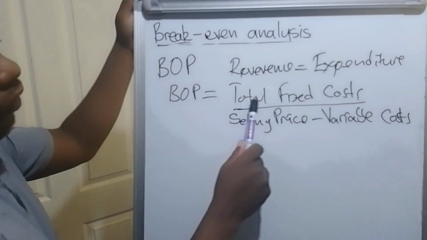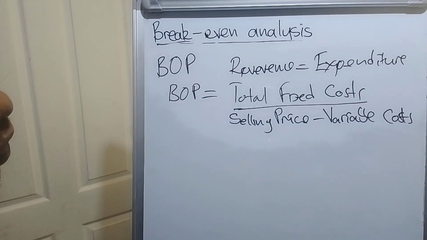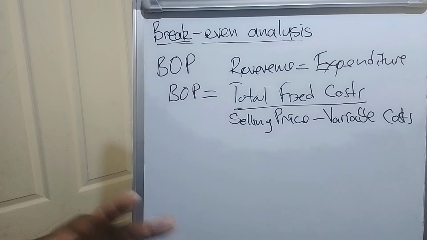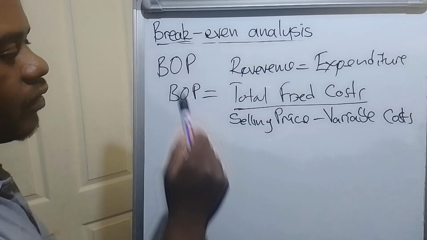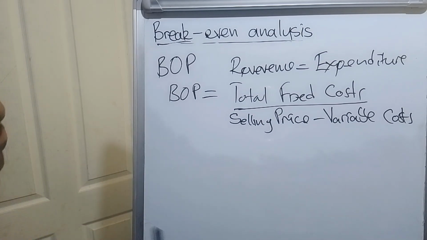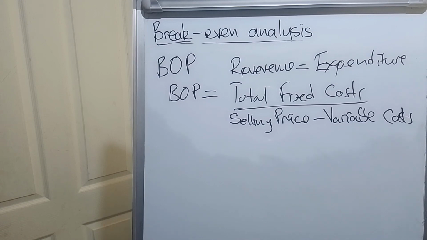The total fixed cost is the cost for the whole organization. We are talking about rentals and other expenses which are just time-based. They don't depend on the level of production or the level of sales that we have made. The selling price is the individual product selling price, and the variable costs are also individual variable costs per product.